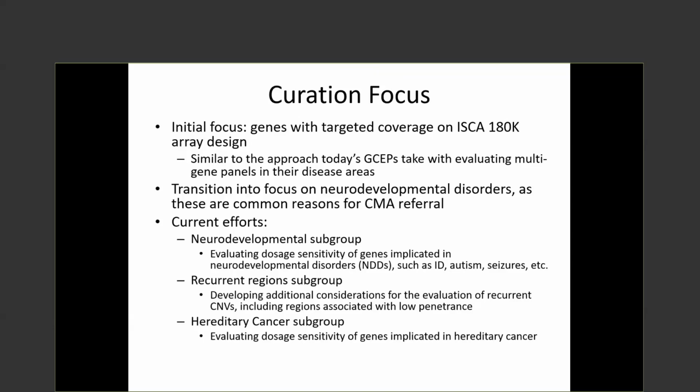These are genomic regions that occur frequently, or CNVs around these regions occur frequently within the population, due to specific genetic architecture around that region. So for example, segmental duplications. And even though we do have a lot of data surrounding many of these regions, they're often challenging to assess because they're frequently associated with reduced penetrance and variable expressivity. Our newest subgroup is focused on evaluating dosage sensitivity for those genes implicated in hereditary cancer.